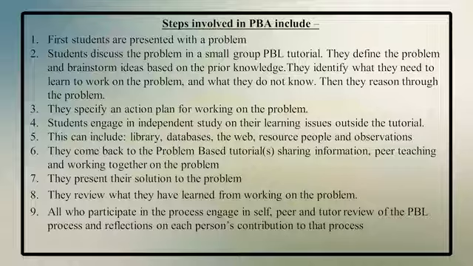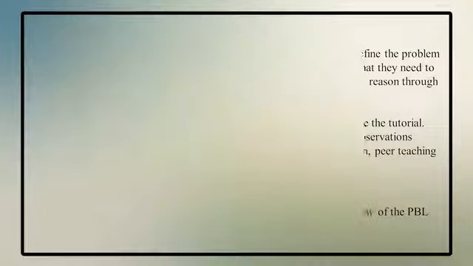The third is the students specify an action plan for working on the problem. Then they engage in independent study on their learning issues outside the tutorial. This can include library, databases, the web, resource people, and observations. Then they come back to the problem-based tutorials, sharing information, peer teaching, and working together on the problem. They present their solution to the problem at last, and then they review what they have learned from working on the problem. All who participate in the process engage in self, peer, and tutor review of the PBL process and reflections on each person's contribution to that process.